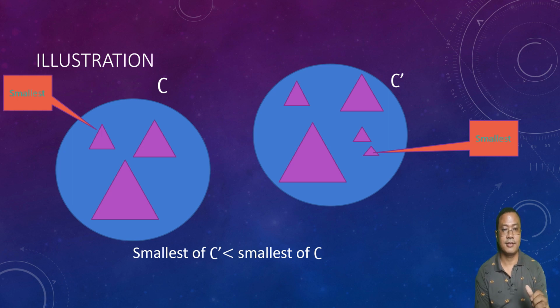From the original collection of triangles, that is C, if you add up two more triangles, and the new collection we call C prime, then you find the smallest one. The new smallest one will be less than the original smallest one. That is, I have illustrated this example with this picture.